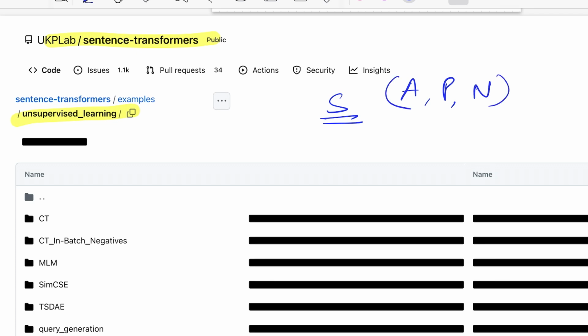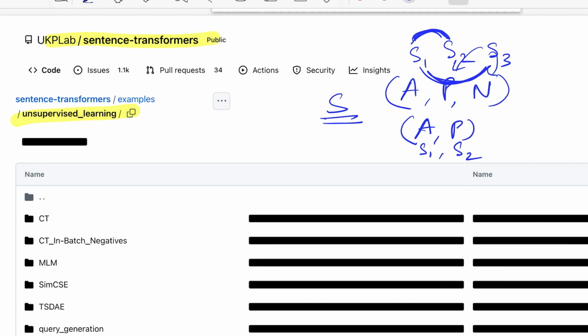Now it's up to you if you can have both positive and negatives generated, or else you're also good if you have anchors and positives. Now think of anchor as sentence 1 and positive as sentence 2. In this case, this is sentence 1, sentence 2, and sentence 3. Sentence 1 and 2 should be closer to each other, and sentence 1 and 3 should be far from each other. That's how you start annotating this stuff, and that's eventually what the model optimizes on.